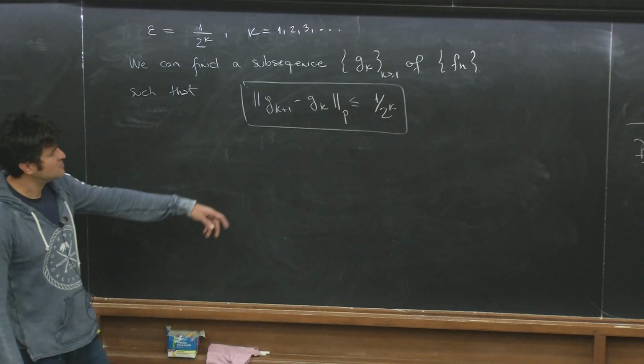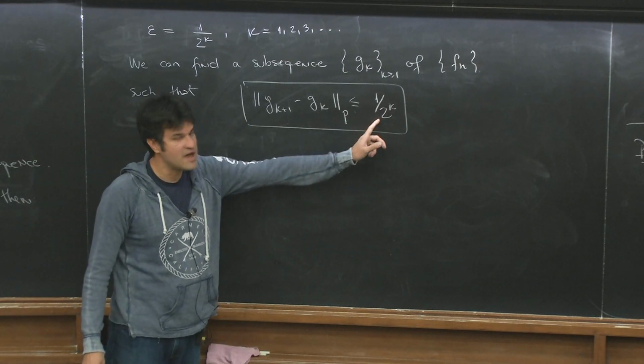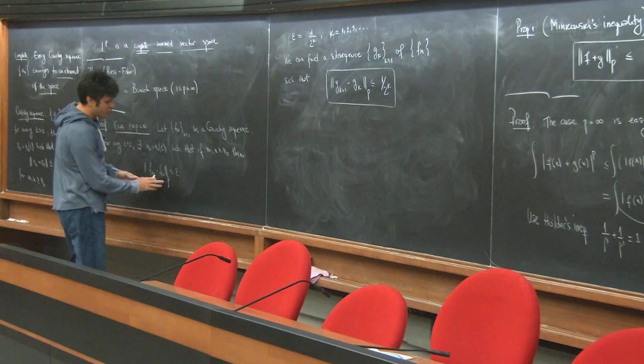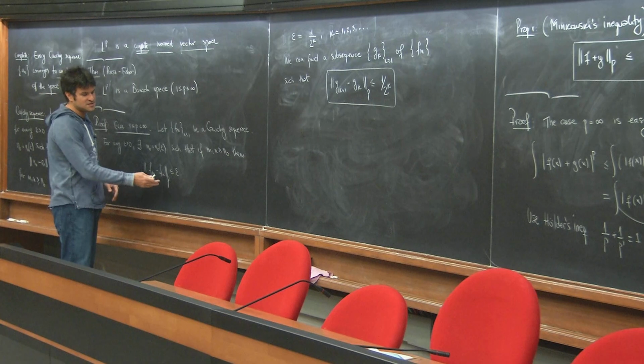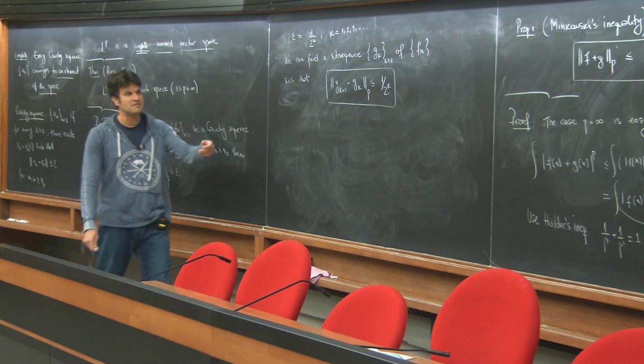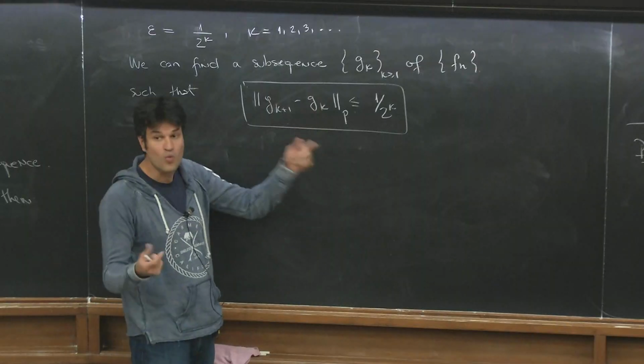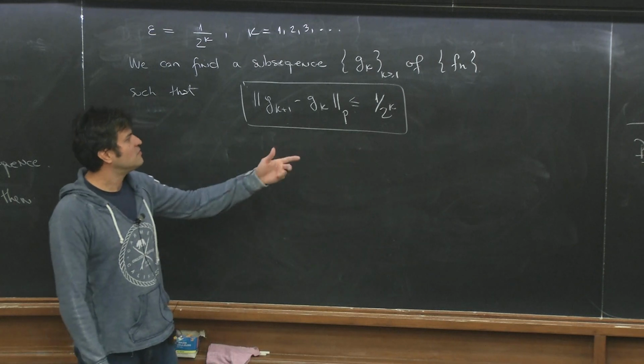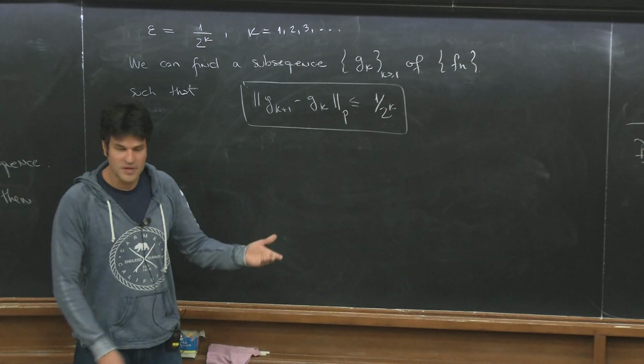Okay? So for example, if k equals 1, you get 1/2. For 1/2, there is a point where for all pairs of functions with index bigger than a certain index, the difference in the LP norm is less than 1/2. So you pick that first index, call it g1. That's good. And then for 1/4, you pick something that comes later.